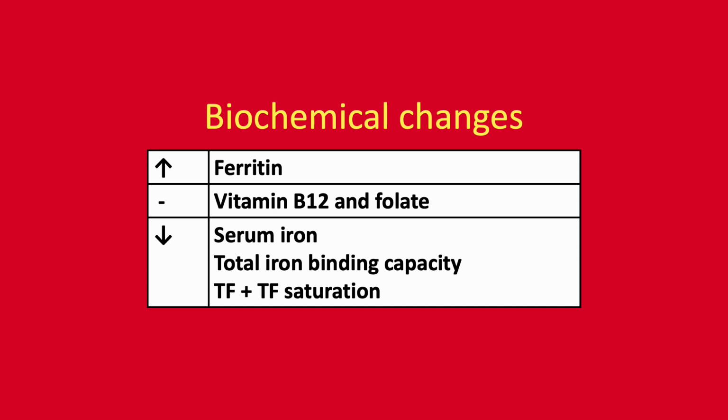The biochemical changes during critical illness are highlighted in the table. These also reflect the changes observed in anemia of chronic inflammatory disease. Note that ferritin increases, therefore it's a positive acute phase protein, whilst transferrin is a negative acute phase protein, and this decreases. Vitamin B12 and folate stay the same, and those biochemical changes which decrease relate to iron, so serum iron, total iron binding capacity, transferrin and transferrin saturation.